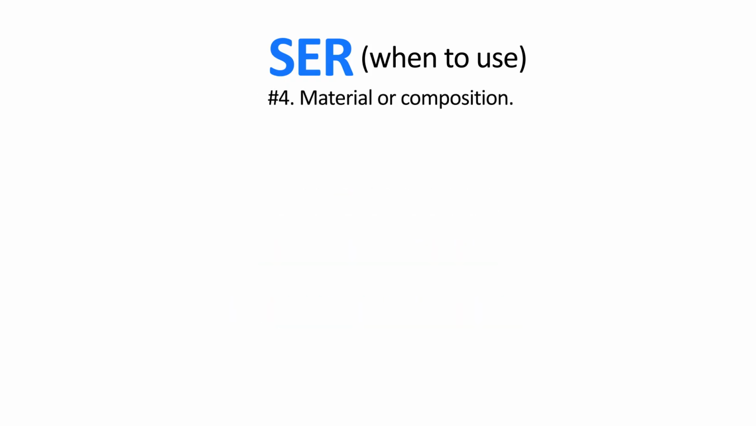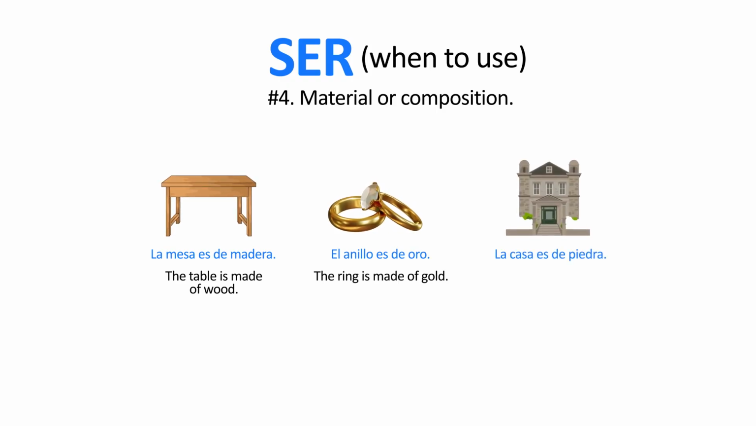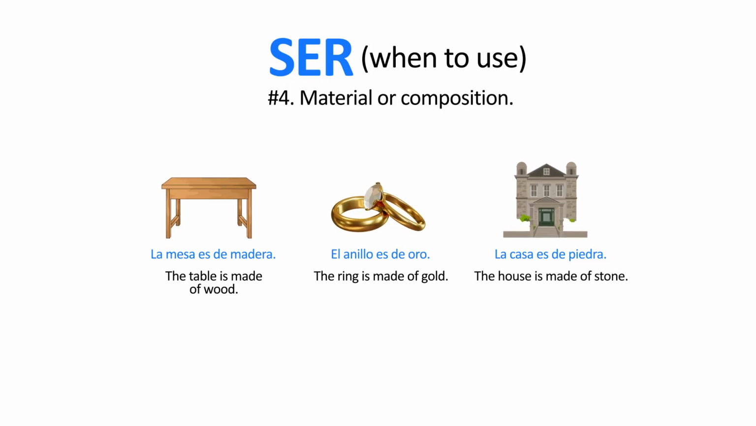Fourth category, material or composition, what something is made of. La mesa es de madera, pronounced madera. The table is made of wood. El anillo es de oro, pronounced oro. The ring is made of gold. La casa es de piedra, pronounced piedra. The house is made of stone. Material is a fundamental property of an object. It defines what the object is at a physical level. That's why it uses ser.